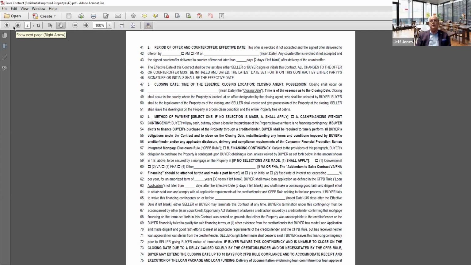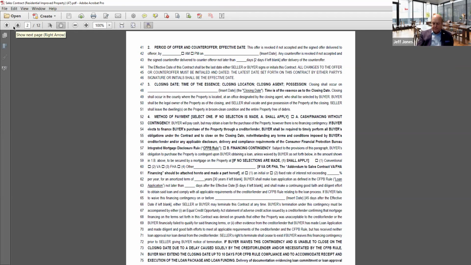And remember the 2 little words at the top of line 41. Accepted and the signed offer delivered to offeror. So it's accepted and delivered. So just because the seller has signed it, if they haven't delivered it back to you by the expiration, same with the counter, just because the buyer has signed the counter but hasn't sent it back, it's not accepted and delivered.